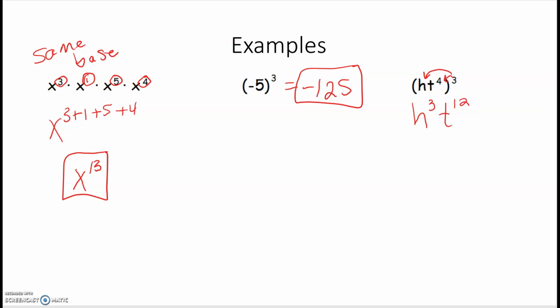Now some of you are probably like, Miss Sanders, how did you get 12? Well, 12 came from multiplication. So I'm going to break that down. We have t to the 4 times 3 power. We're multiplying those together because t already had a 4. It gets the 3. So that is h to the 3rd power, t to the 12th.